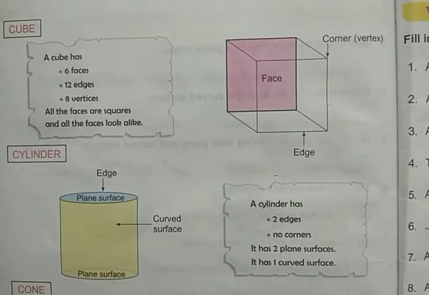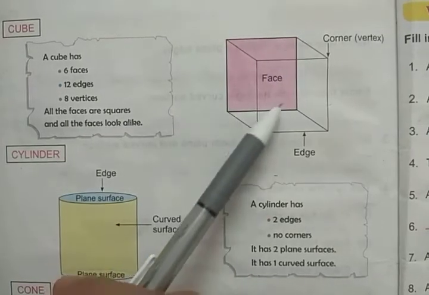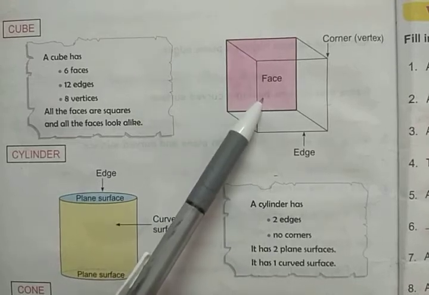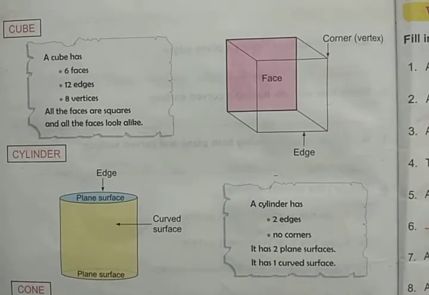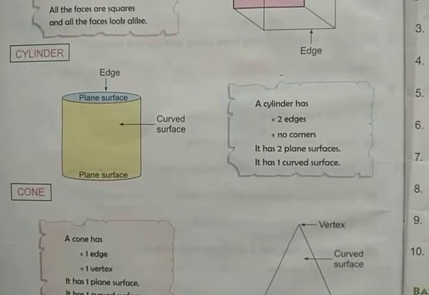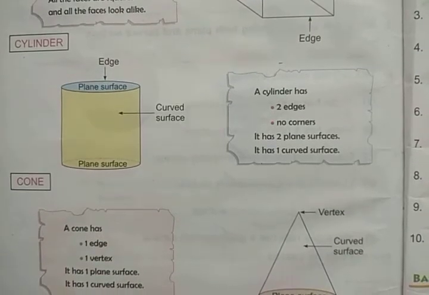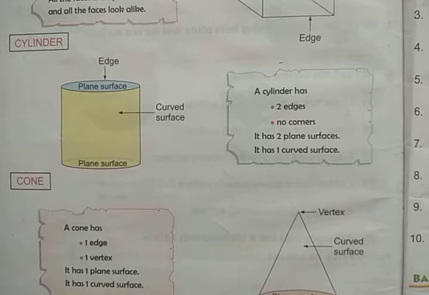In case of a cube, all the faces look alike. How are all the faces? The same. But in case of a cuboid, only the opposite faces look alike, right? In a cuboid only opposite faces look alike, but in case of a cube, all the faces look alike. Now today we will learn the properties of the other solid shapes, that is cylinder, cone and sphere. So let us learn about them.